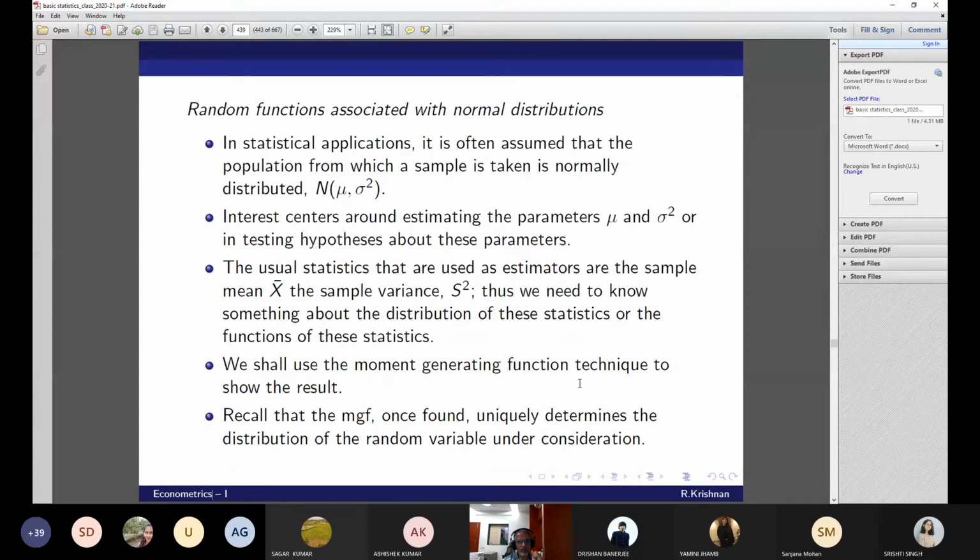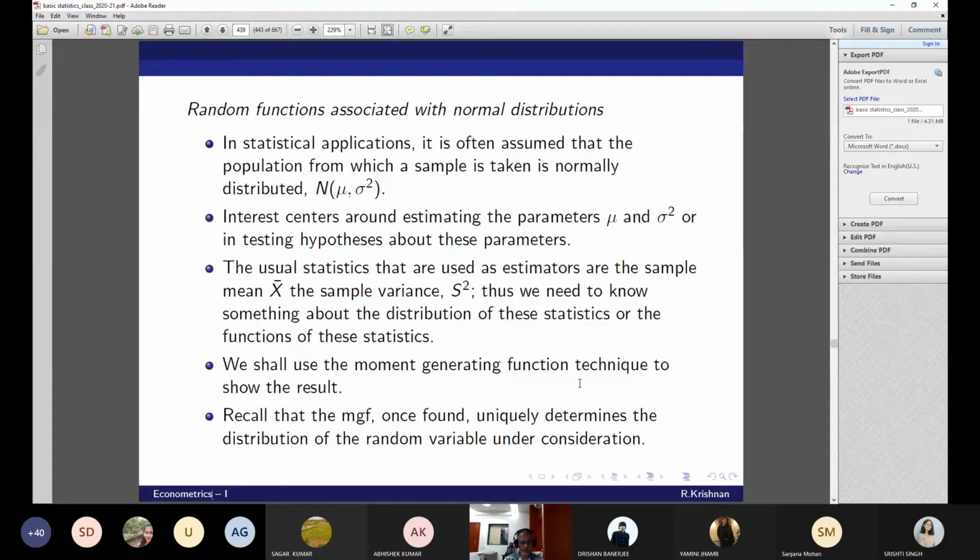Okay, now this gets interesting. Get ready to do some work. Random functions associated with normal distributions. In statistical applications, it is often assumed that the population from which a sample is taken is normally distributed. Interest centers around estimating the parameters mu and sigma square, or in testing hypotheses about these parameters.